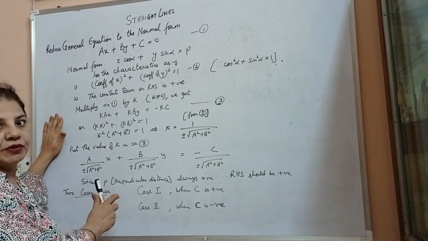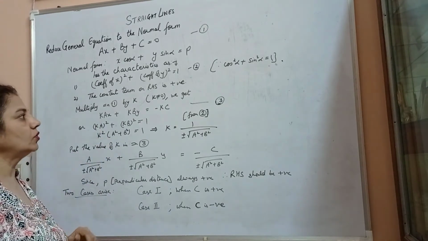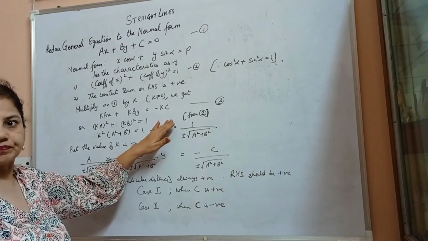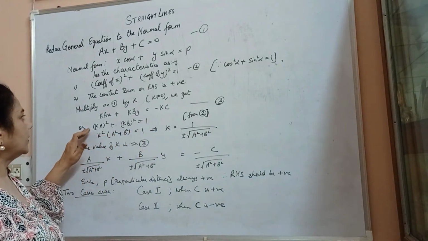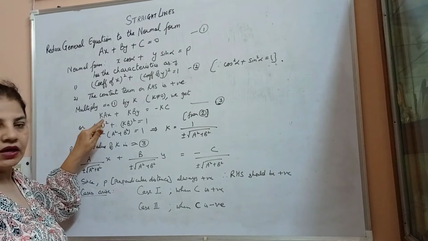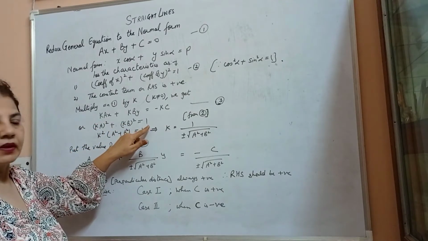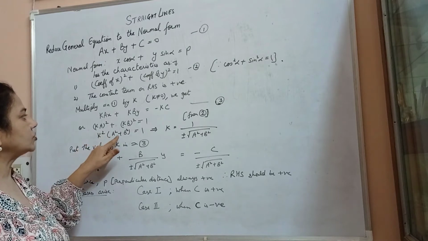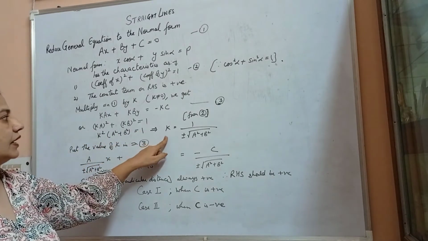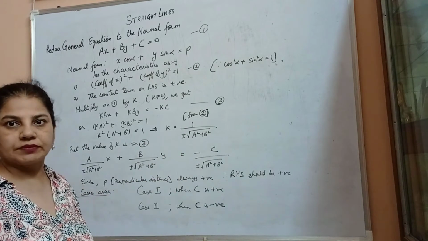So multiply equation number 1, the general equation, by k, where k should not be equal to 0. We get k times ax plus k times by is equal to minus k times c. In this case, the coefficient of x, ka whole square, plus kb whole square is equal to 1. So k square times a square plus b square is equal to 1. Therefore the value of k is 1 upon plus minus under root a square plus b square.